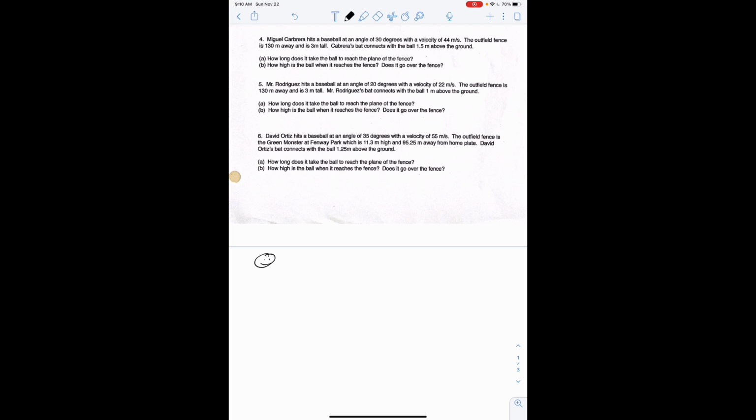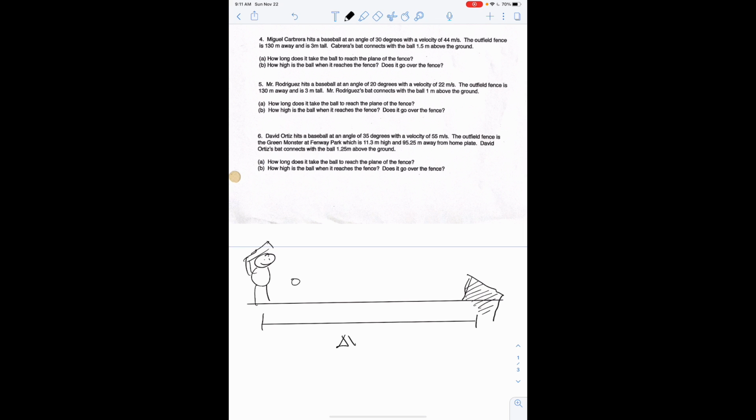So for number 4, we have a baseball player, Miguel Cabrera, that is going to hit a ball over an outfield fence, which is some distance away. I think in the problem they tell us it's 130 meters away. Now we can go ahead and label that delta x.